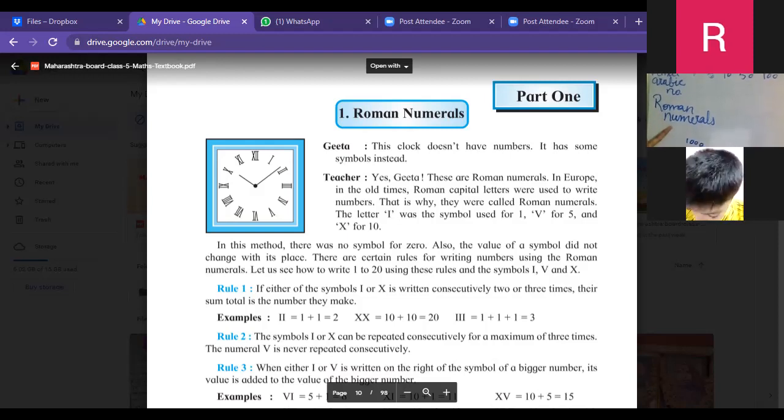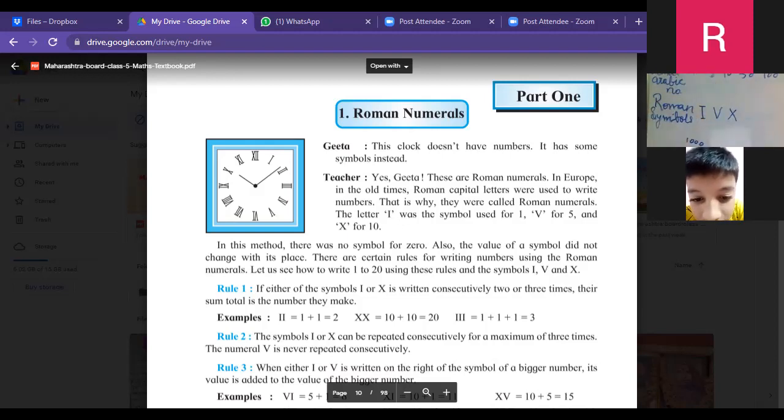Yes, teacher. Okay. So as you said, we are writing in Roman numerals or Roman symbols. So for 1, what do we have to write? I. Correct? For 5, V. Okay. For 10, we are writing X. Correct?